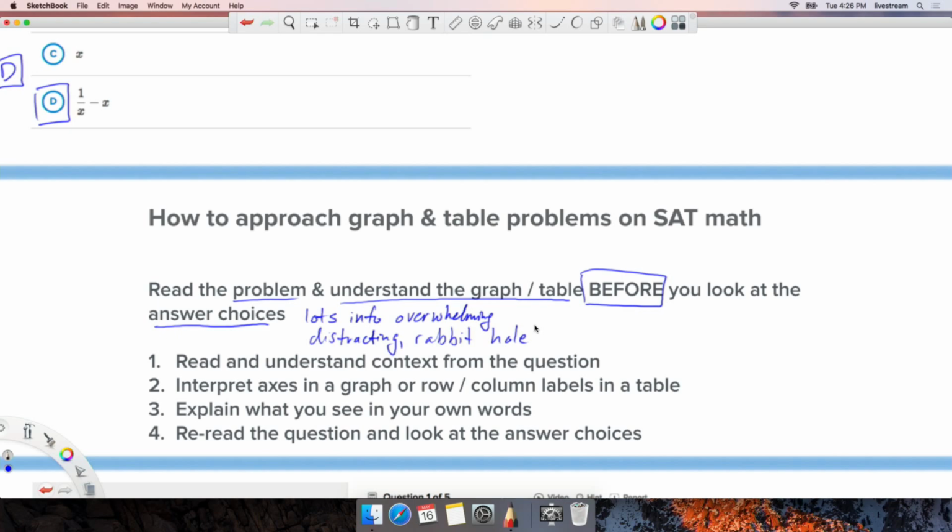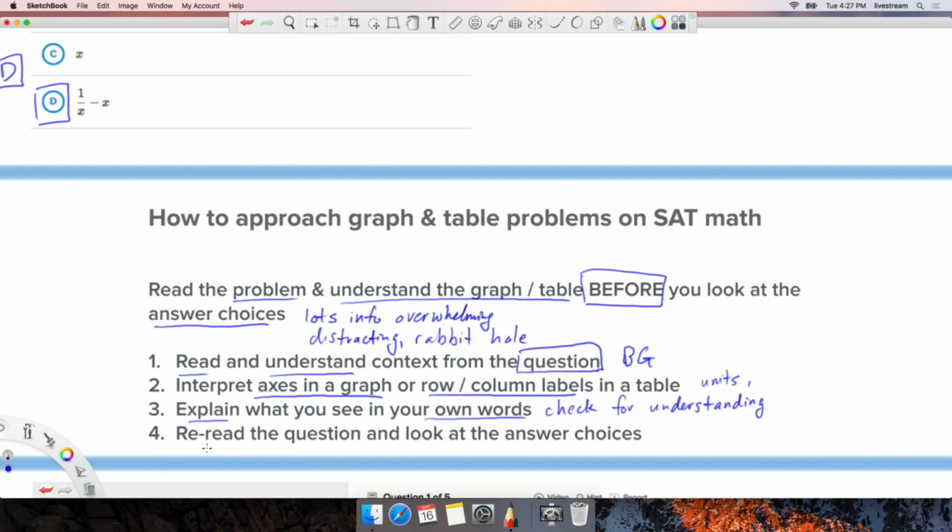And so the process I encourage you to follow is to read and understand the context from the question. That will give you good background information. And then interpret the axes in a graph or the row and column labels in a table. With those axes, you get units. With the labels, you get a lot of information about what the data means to help you interpret. Third, I encourage you to explain what you see in your own words. This is a check for understanding. If you're able to explain this to yourself, or pretend that you're explaining this to a friend, it's a good test that you understand it enough that you could explain it to someone else, and it ensures that you won't be swayed in the wrong direction by any of the answer choices.